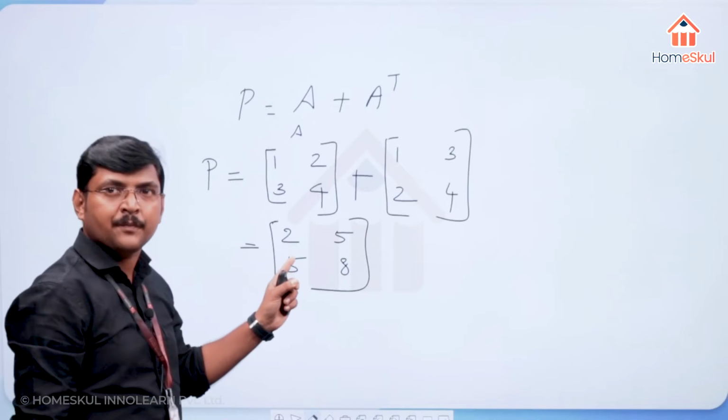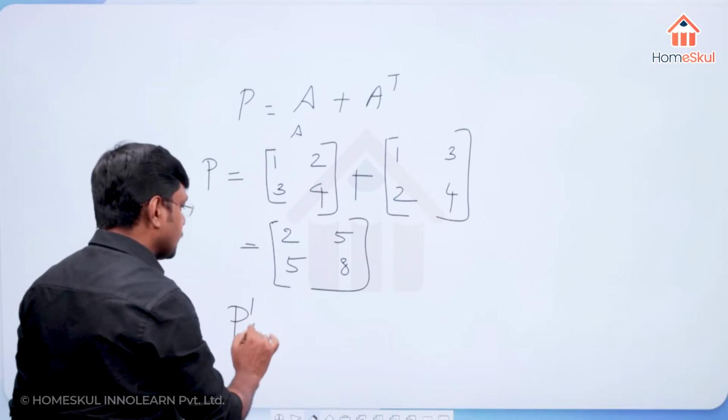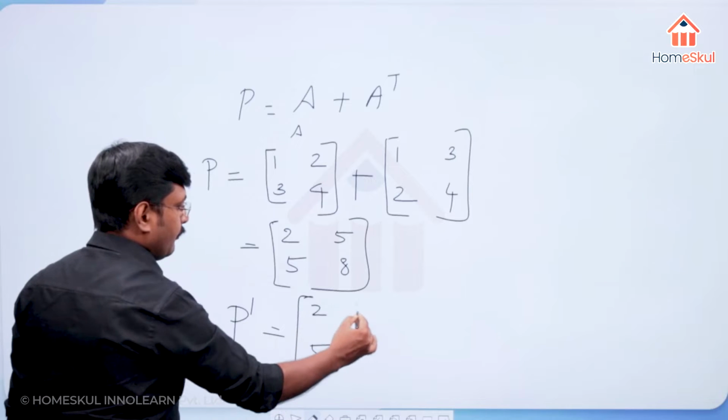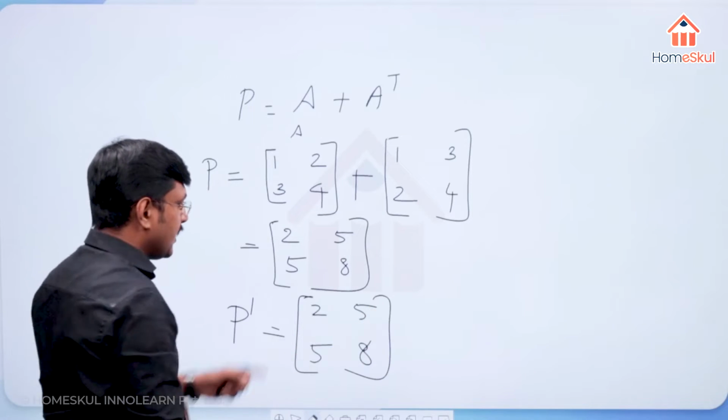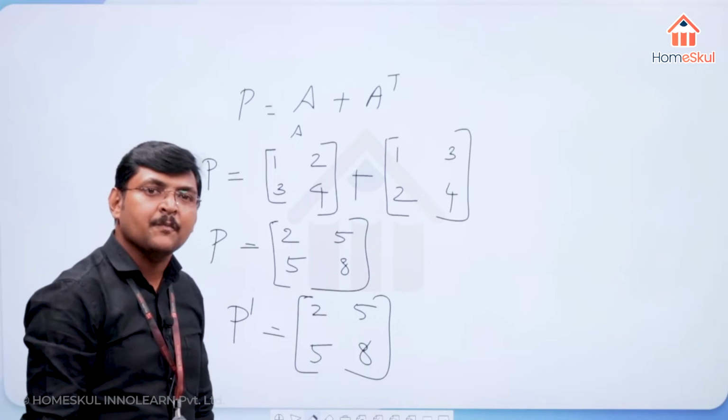We got a matrix, right? Just take the transpose of this matrix, that means P transpose. What is P transpose? 2, 5, 5, 8. No change, right? Both are same. That is P is equal to P transpose. That is what we call a symmetric matrix.